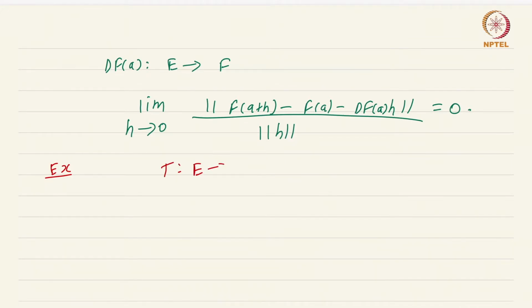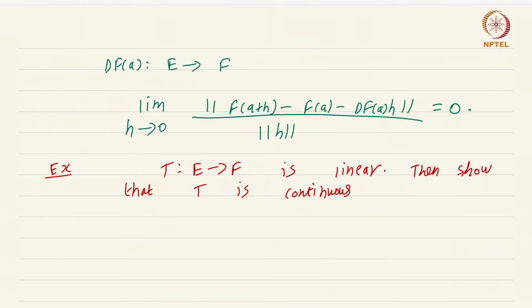Suppose T from E to F is linear, then show that T is continuous. Note E and F are not general vector spaces, they are just shortcuts for Rn and Rm respectively. Any linear map between Rn and Rm is automatically continuous, and the proof is really easy. I want you to show that.